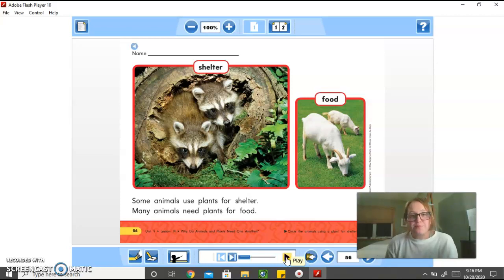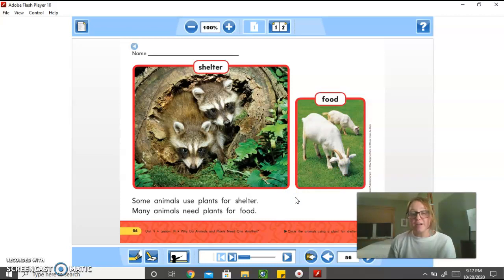Okay, so we have shelter and food. Some animals use plants for shelter, like these raccoons. What are they using for a shelter? They're using this big, giant tree log that fell. Many animals need plants for food, like these goats. They're eating the grass, which helps them grow nice and strong and make lots of yummy milk.